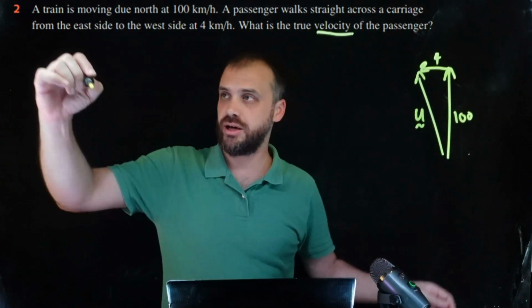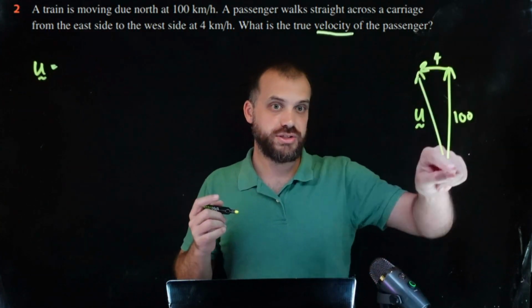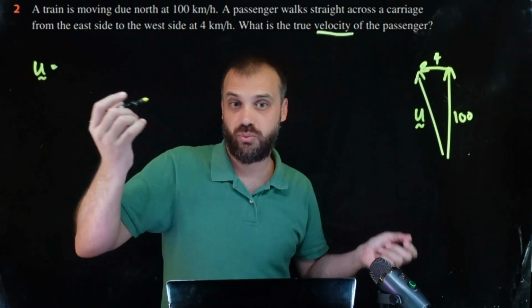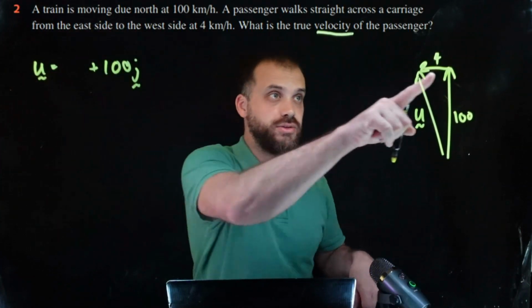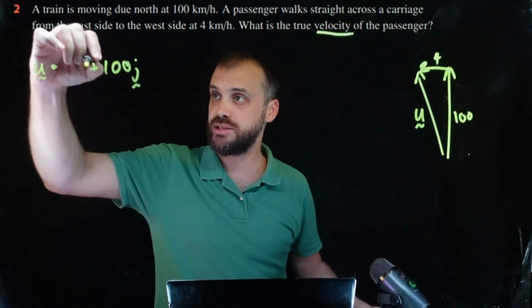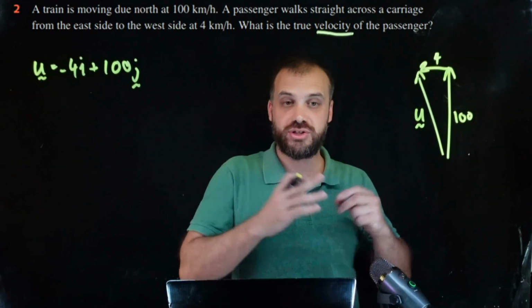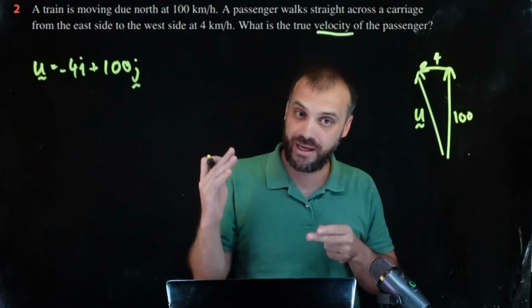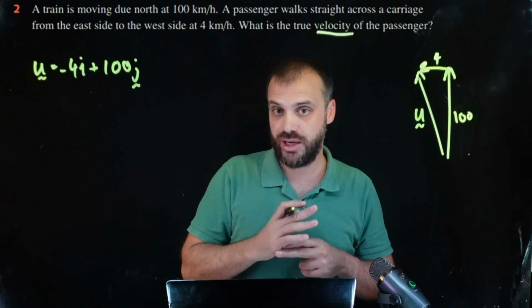Let's call this vector u. Vector u is equal to this first vector here, which is 100j, plus this vector here, which is this direction. So that means it's negative 4i. So that's vector u. Now we just need to know the magnitude of vector u, and we need to know the direction of vector u as well.